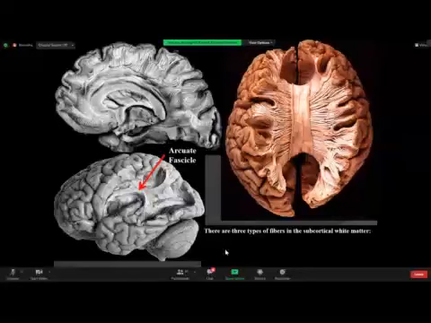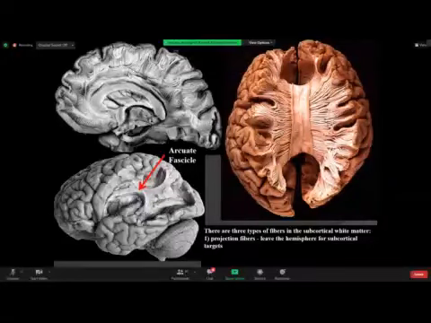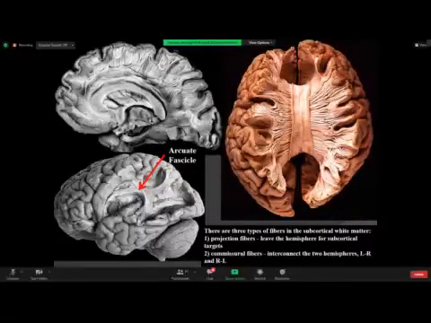Okay, so we have the projection fibers, which leave the hemisphere to the subcortical region. This is the commissural fiber, which connects one hemisphere to another. And finally, the association fibers, which run left to left and right to right, or in other words, intra-hemispheric connections.